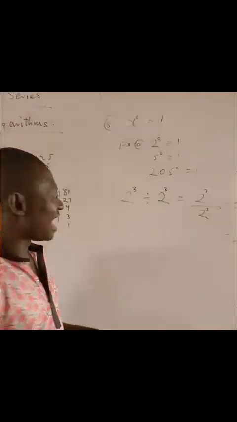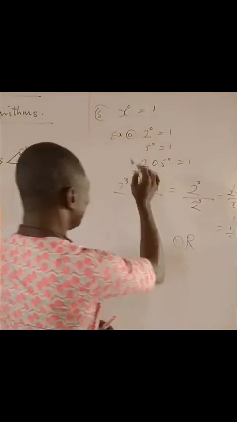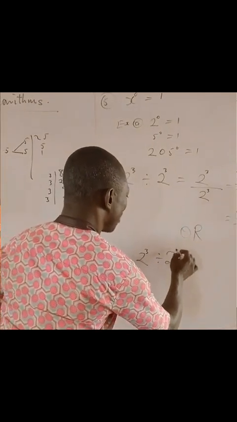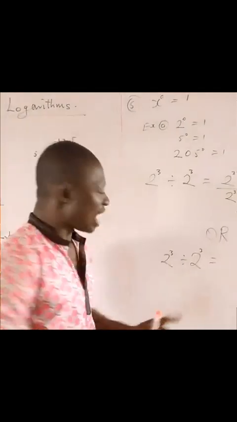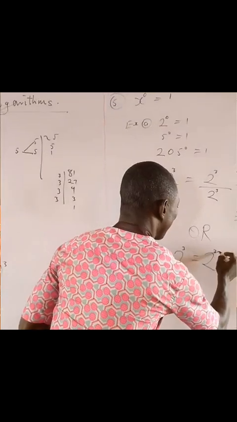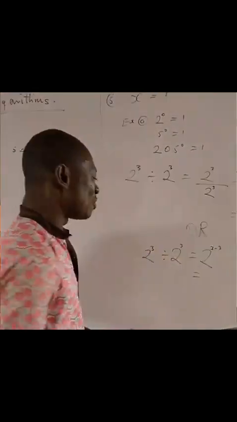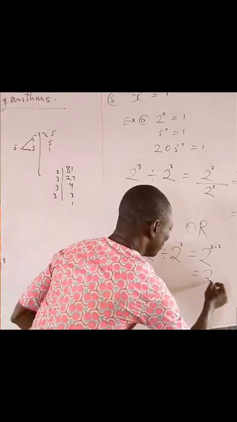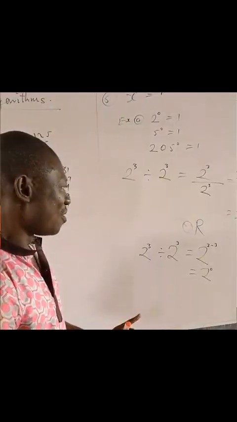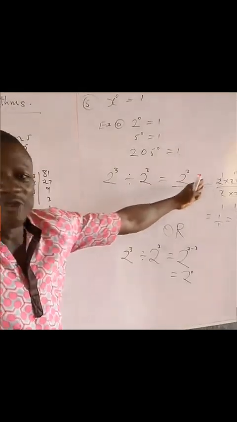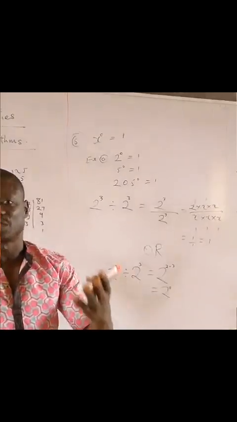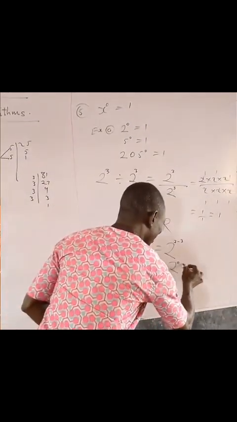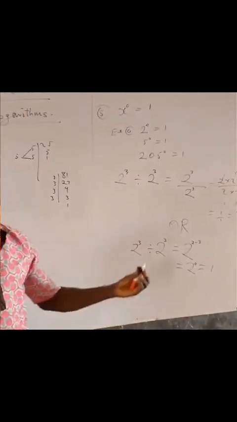Let's apply it here. This is going to be 2 raised to power 3 divided by 2 raised to power 3, which gives us 2 raised to power 3 minus 3. And 3 minus 3 is 0. So 2 raised to power 0 is what? Since this calculation we know very well gave us 1, we are now sure that 2 raised to power 0 will give us 1. So this is the proof, and we won't have any doubts about it again.